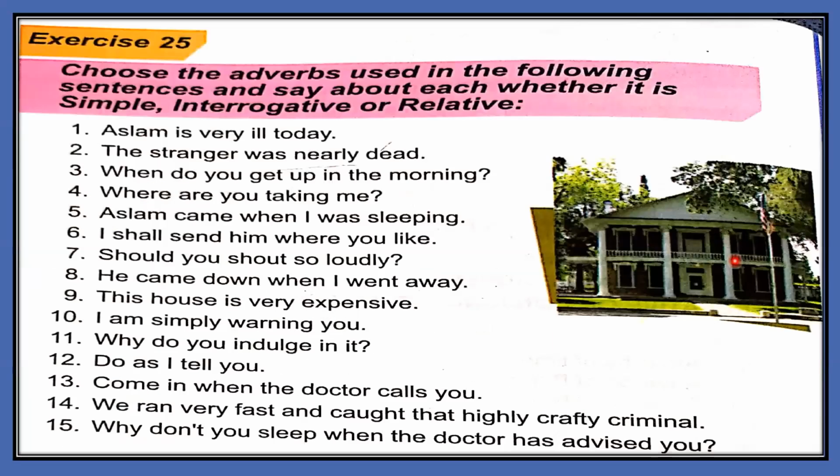Now we have exercise number 25. What we have to do, let's see: choose the adverbs used in the following sentences and say about each whether it is a simple, interrogative, or relative adverb. As I told you, dear students, we have three kinds of adverbs: simple adverbs, interrogative adverbs, and relative adverbs.